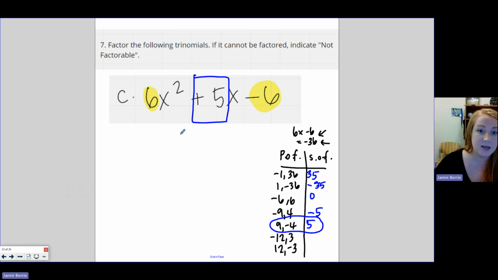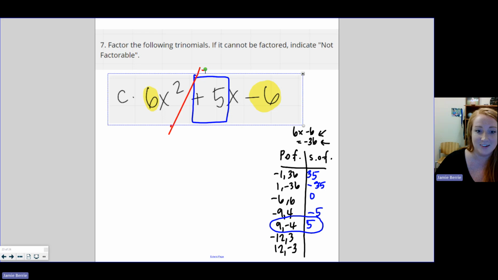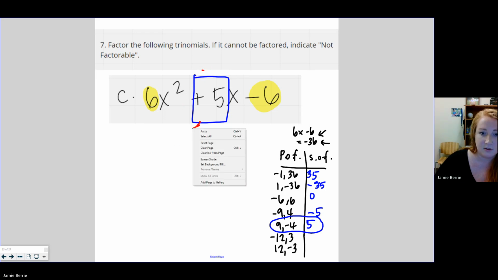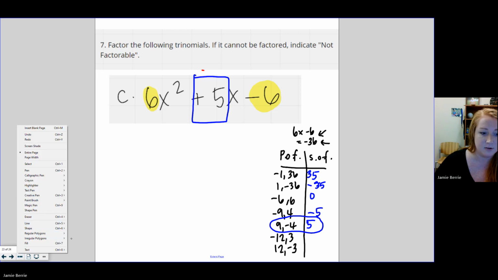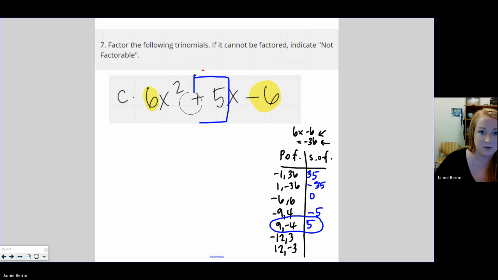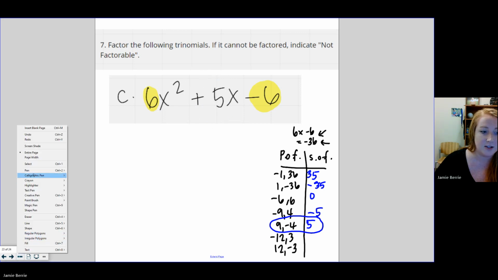All right, so we're going to take the middle term, 5x. Let me see. I'm going to try to erase the box around it. Goodness. I don't know. Yeah, I'm struggling. Okay, we're not going to worry about it. Perfect. Okay, figured it out.